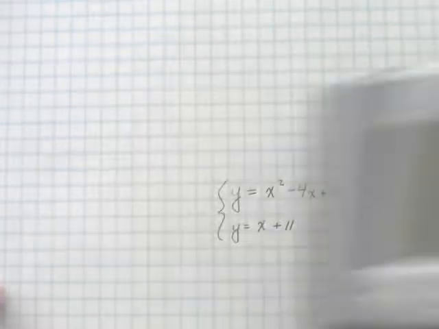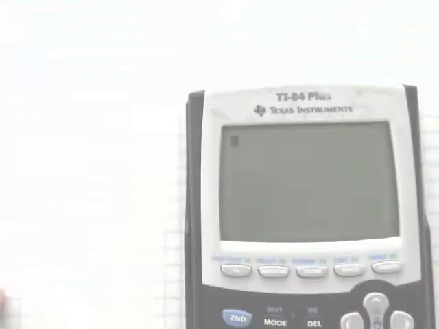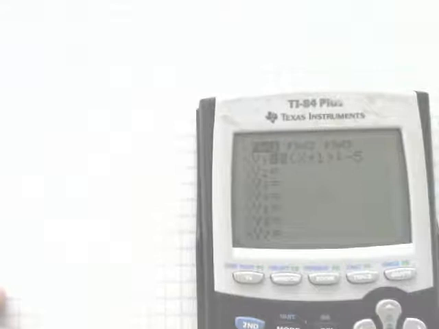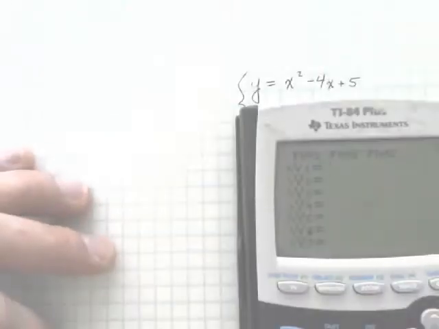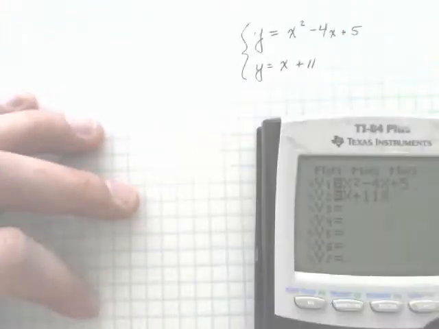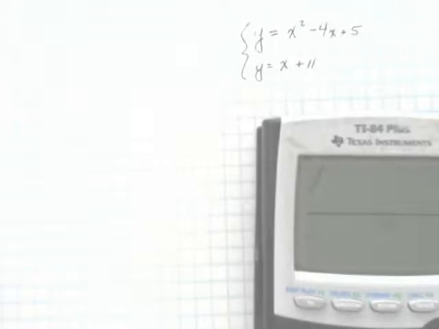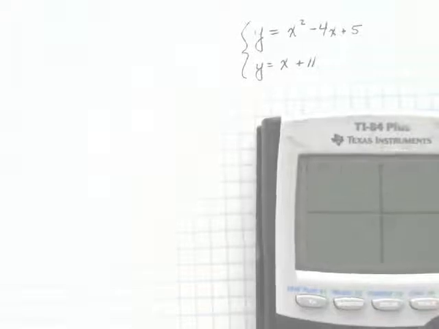Well, obviously, we could go directly to our calculator. After plugging those two equations into our calculator, under the y equals screen, so x squared minus 4x plus 5 and x plus 11, we could create a graph, zoom standard. We could take a look at that graph, and there's our parabola, and there's our line.